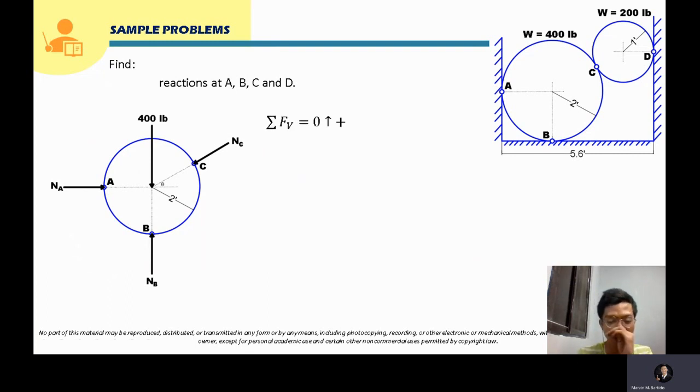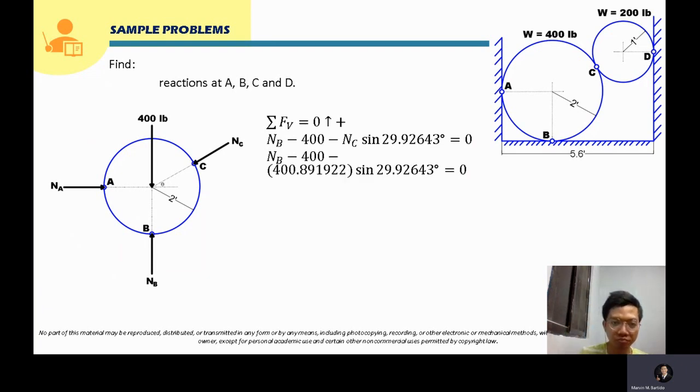Okay, so here we start by solving summation of forces vertical is equal to 0. Okay, and upward forces will be positive. So it will just be N sub B minus 400 minus N sub C sine 29.92643 degrees equal to 0. So we already obtained the value of N sub C from our previous computation. So we can directly solve for N sub B.